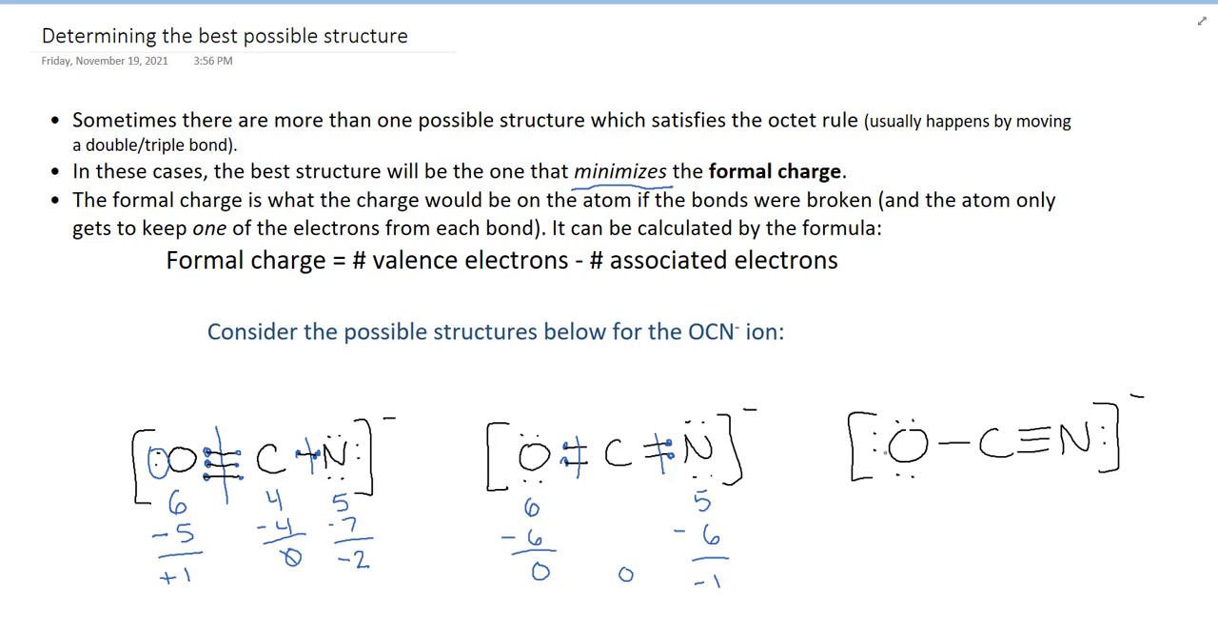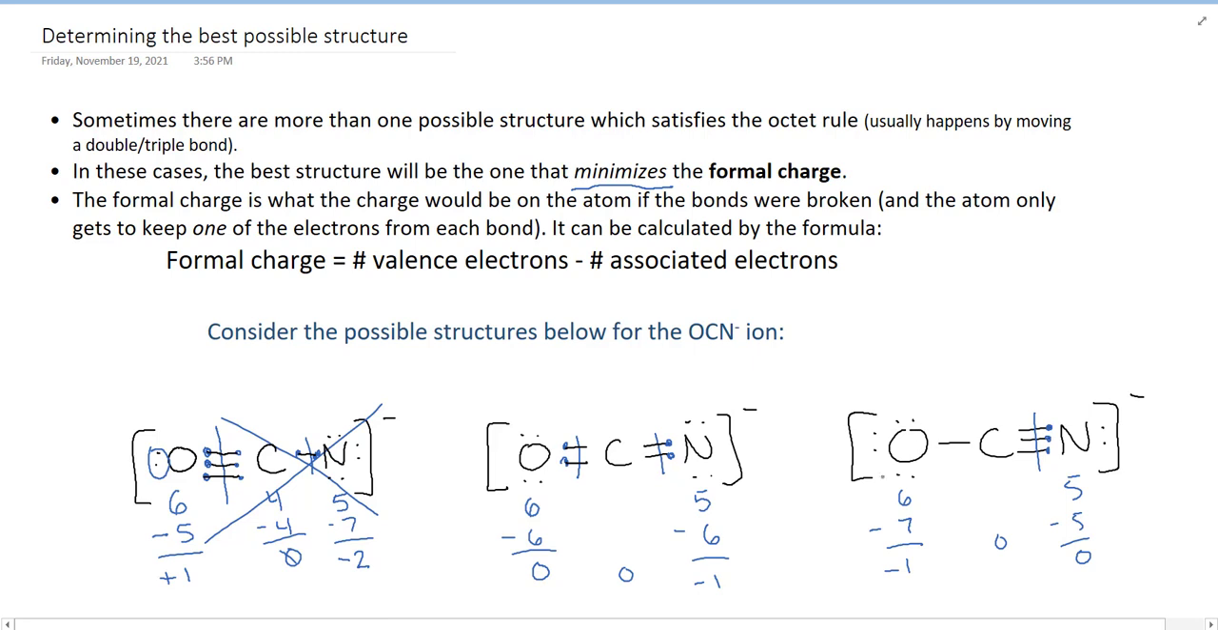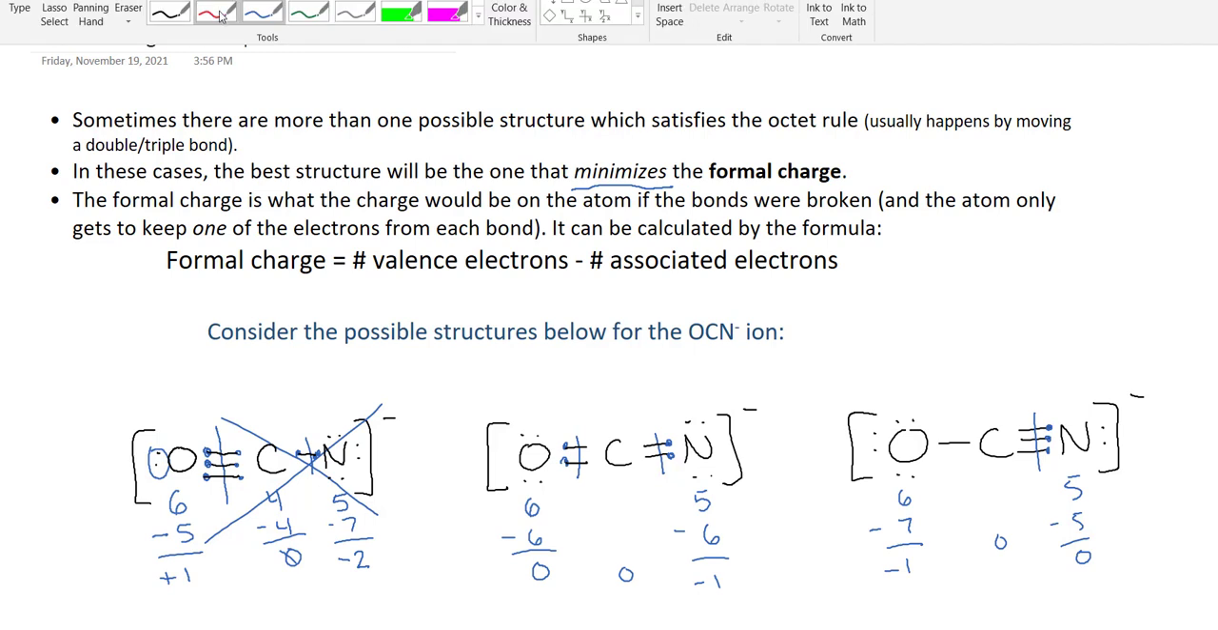This last possibility now, the single bond is on oxygen and the triple bond is on nitrogen. If I have the single bond on oxygen, it has 2, 4, 6, 7 associated electrons for a -1 formal charge. Carbon is still 0. Nitrogen now has 1, 2, 3, 4, 5 associated electrons, so now it has a 0 formal charge. So out of these 3 structures, we know it's definitely not going to be that first one. But then what about these next 2? Both of them have 2 formal charges of 0 and 1 formal charge that is -1.